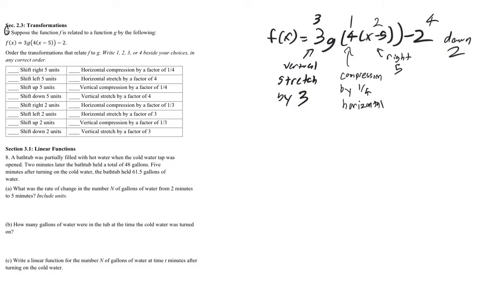So we're going right 5 units. We said that was our second one. So we're going to write 2 there. We're horizontal compression by a factor of a fourth. We said that was our first transformation. And then we have shift down 2 units was our fourth transformation. And then a vertical stretch by a factor of 3 was our third transformation. Yep. So that is going to be the order that we would transform this function in.